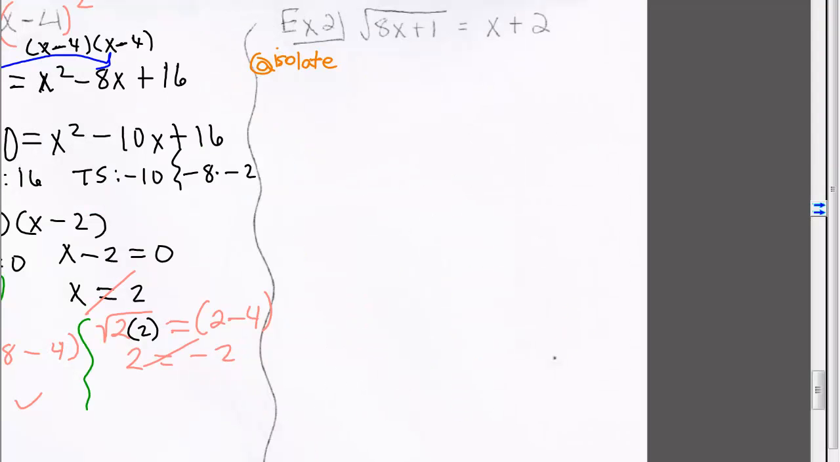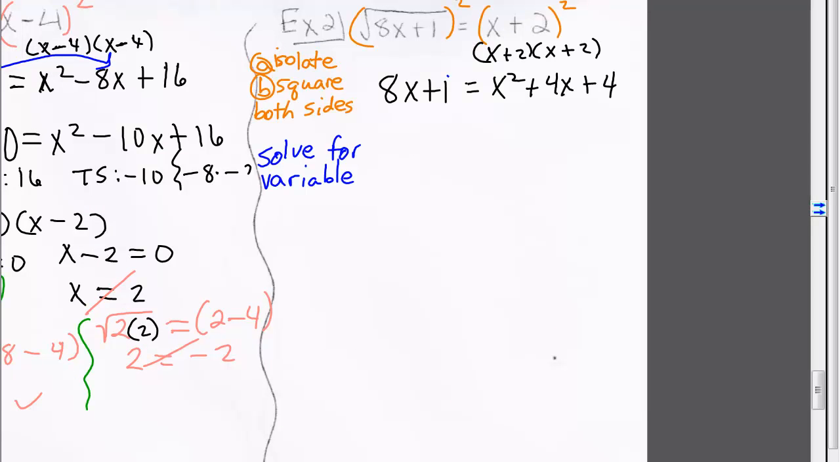Example 2. The radical is already isolated, so I square both sides. Squaring both sides gives me 8x plus 1 is equal to x squared plus 4x plus 4. Now we just need to solve for the variable. Set the quadratic equation equal to 0 and find your factors.